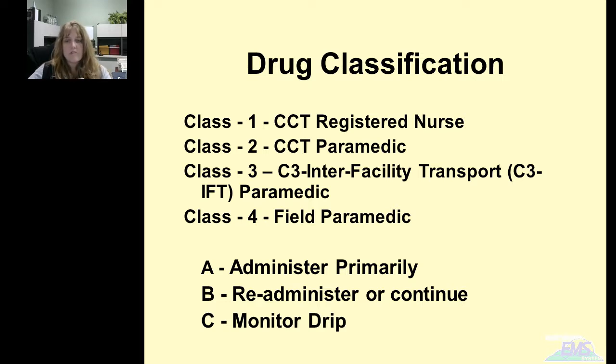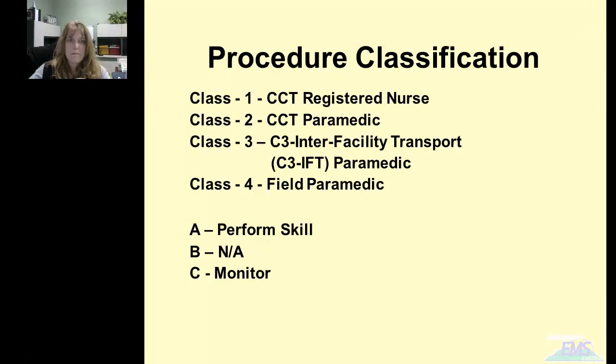And then we also have a similar presentation for the procedure classifications. Let's look at those. So the procedure classifications won't have a B, but they will either have an A, meaning you're performing the skill, or a C, meaning you're monitoring what has already taken place. Again, we're looking at a Class 3A or a Class 3C skill.